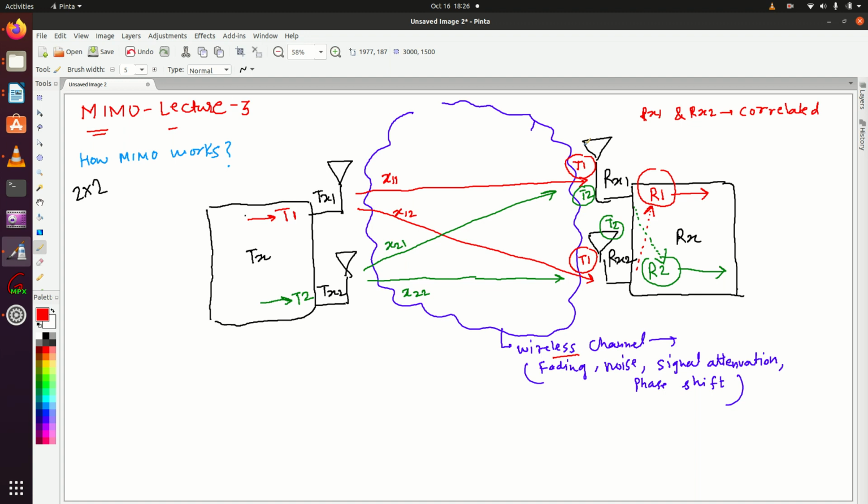So we have seen that the T1 signal is distorted in this path, and the T2 signal is distorted in this path and this path. By distorted we mean these changes: fading, noise, signal attenuation, phase shift. Due to these changes, at RX1 and RX2 I am getting R1 and R2. So the UE is interested in finding R1 and R2, meaning what it has received. So there is an equation to find out R1 and R2.